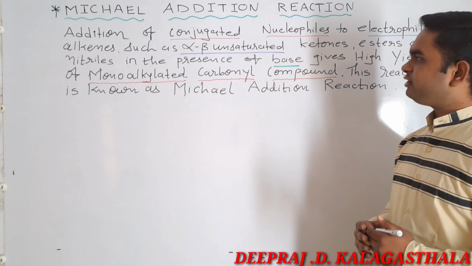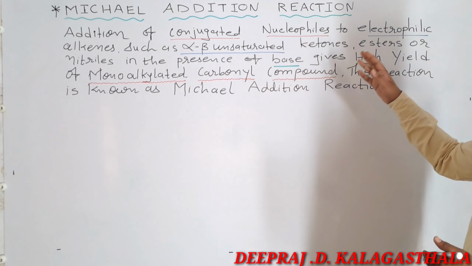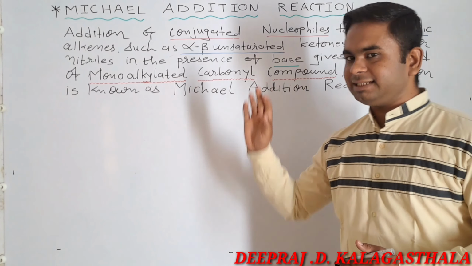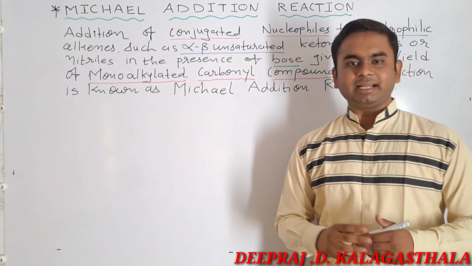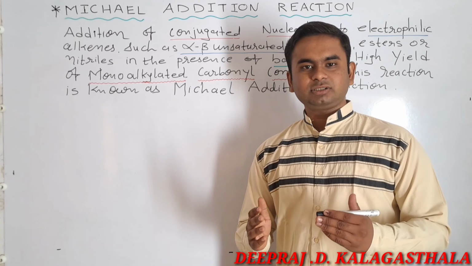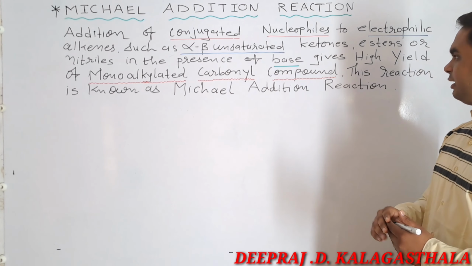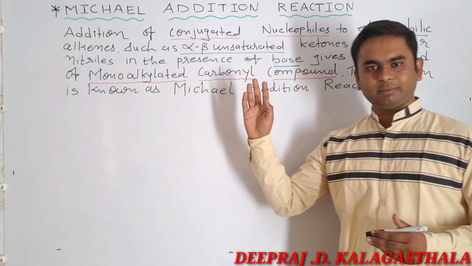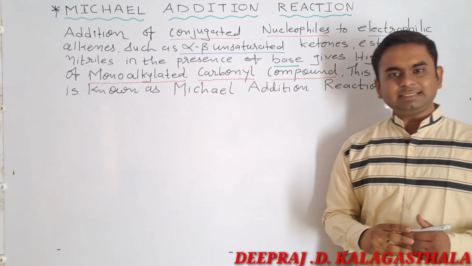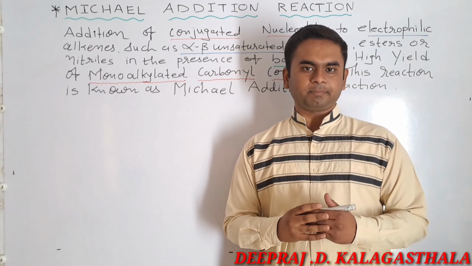According to the definition, addition of conjugated nucleophiles to electrophilic alkenes such as alpha-beta unsaturated esters, ketones or nitriles in the presence of base gives a high yield of monoalkylated carbonyl compound. This reaction is known as the Michael addition reaction.